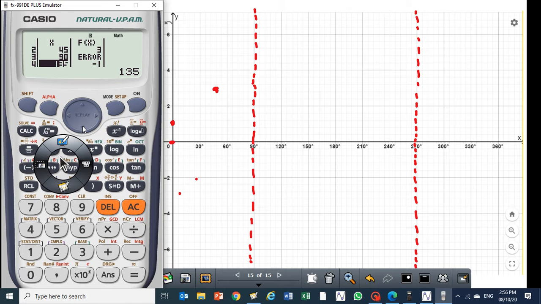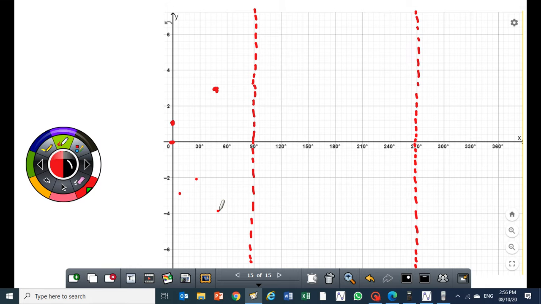135, that's minus 1. And then 180 is 1. So 135 is somewhere there, that's minus 1, which will be somewhere there. And when x is equal to 180, that's going to be 1, which will be somewhere there. Supposed to be in line with that.